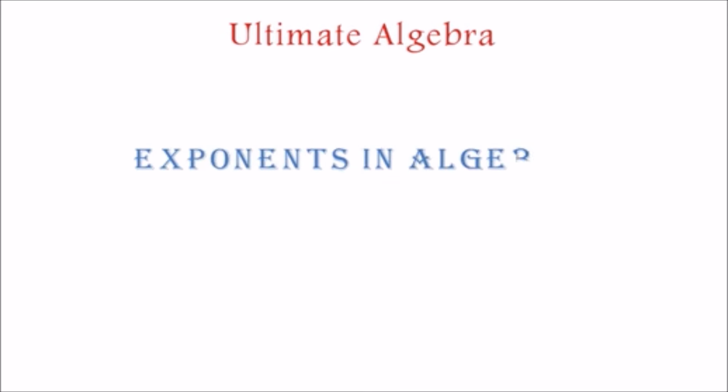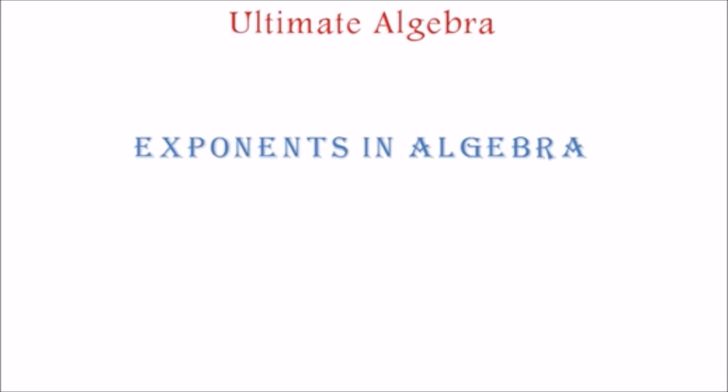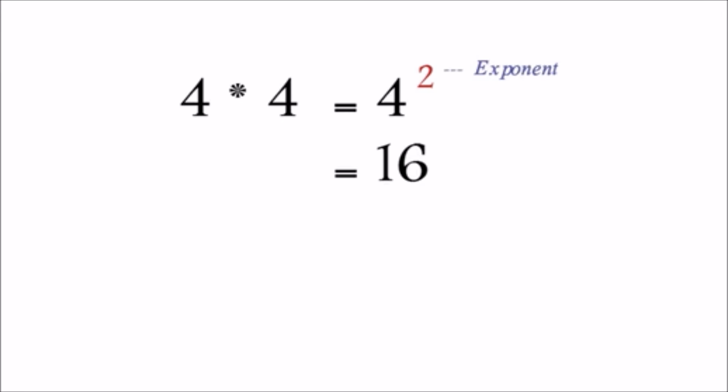Welcome to another lesson of the Ultimate Algebra course. We will be looking at exponents of terms in algebra. Exponents show how many times a number or variable multiplies itself. Example, 4 times 4 equals 4 squared, which is equal to 16. So this is the exponent and the number here is the base.